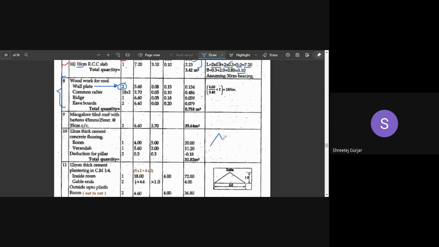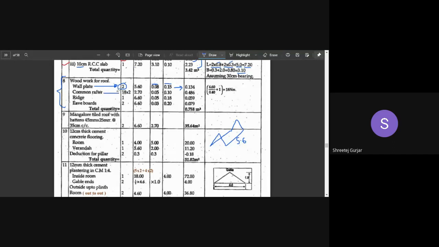If this is your roof, from here to here, wall plates are provided over here, starting from here, going up to here. So 2 number of wall plates, and the length is 5.6. They have provided the dimensions of the wall plate. Let me just check. The wall plate dimensions are 80 mm by 15 centimeters. So that is what we have written here, 0.08 into 0.15. I hope the wall plate calculation is clear. This is in meter cube for wall plate.